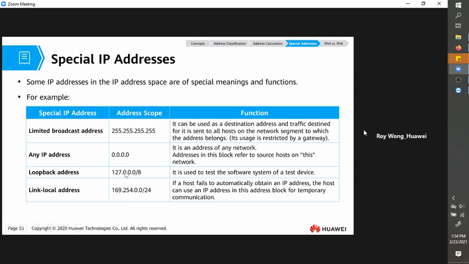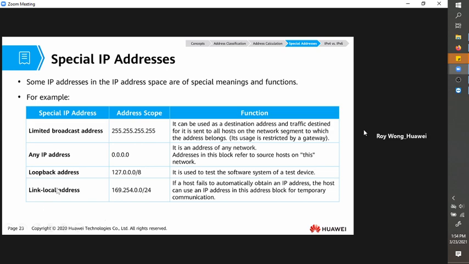Loopback uses 127. This loopback, all PCs definitely have it. You should have this loopback. It is used to test your software system. If you ping the loopback and it fails, you have to replace your PC, because it is impossible that you cannot reach this loopback.